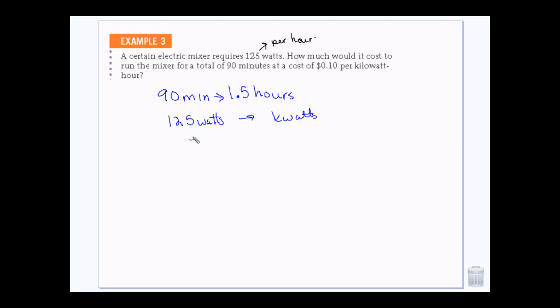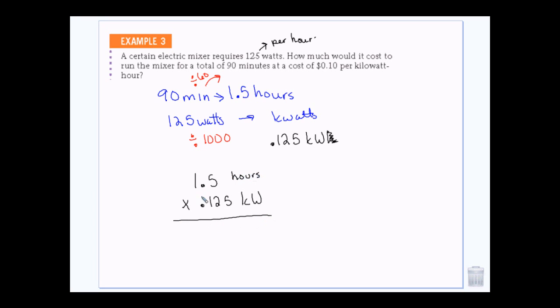And so to do that, I'm going to divide it by 1,000. Okay, because 1 kilowatt is 1,000 watts. So 1,000 divided by 1,000 would be 1. Okay. So, and for this, I divided by 60. Okay, so if I divide this by 1,000, I'm going to end up with 0.125 kilowatt. Okay, so I've got 1.5 hours times 0.125 kilowatts. I need to take that hour off, sorry. So I'm going to multiply those together. And I am going to get 0.1875 kilowatt hours. Okay, does that make sense so far?